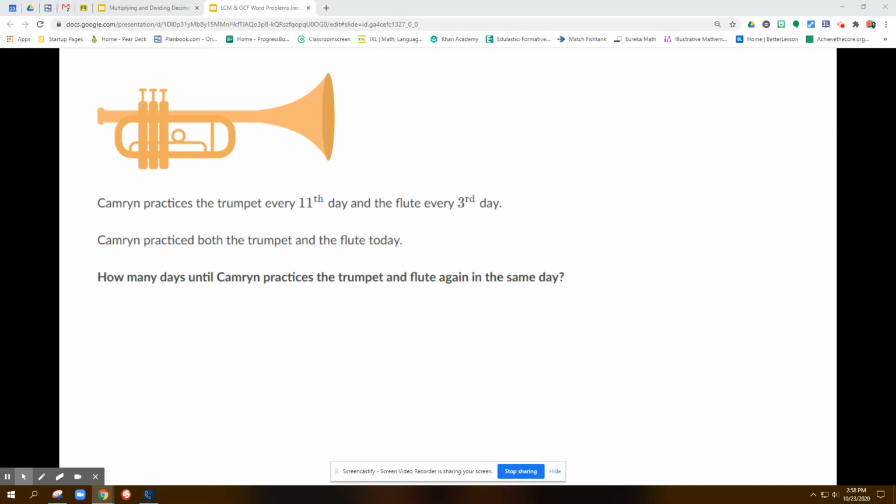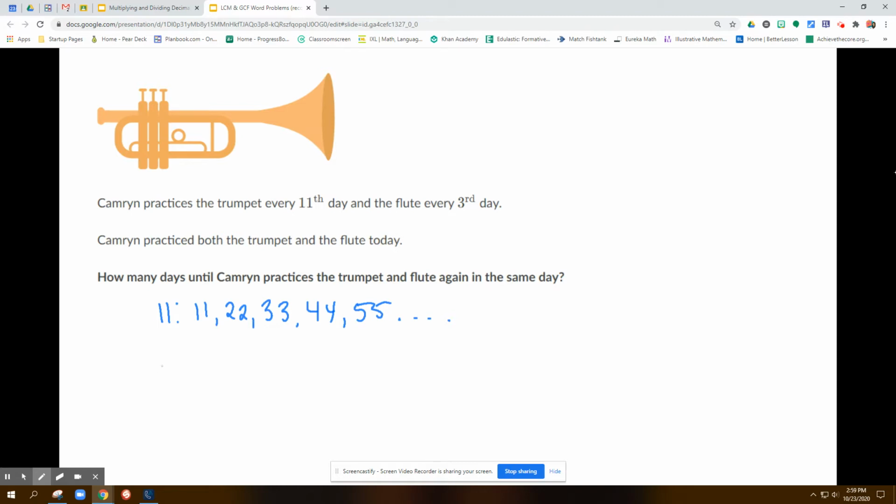If you answered least common multiple, you are correct. So let's find the least common multiple of 11 and 3. If every 11th day he practices the trumpet, that would be day 11, day 22, day 33, day 44, day 55, and so on.